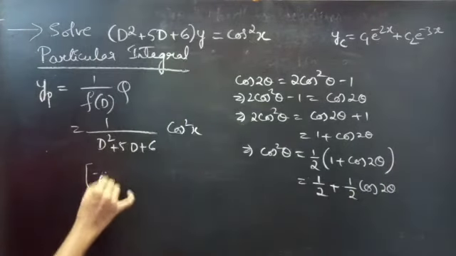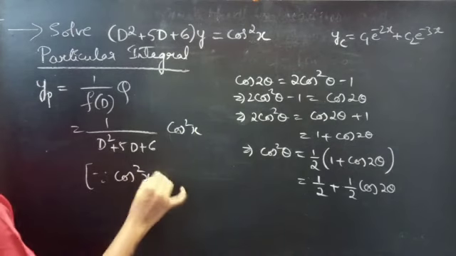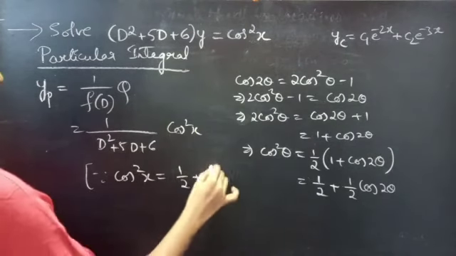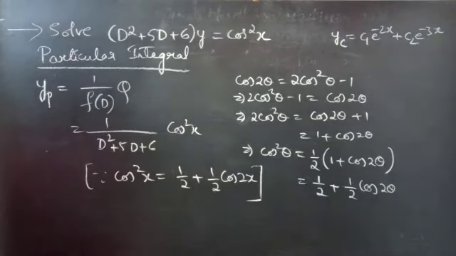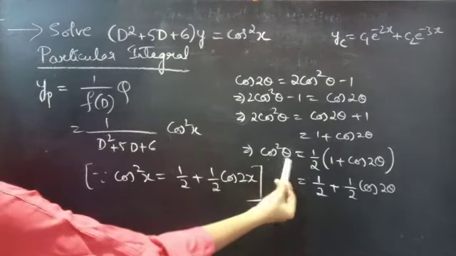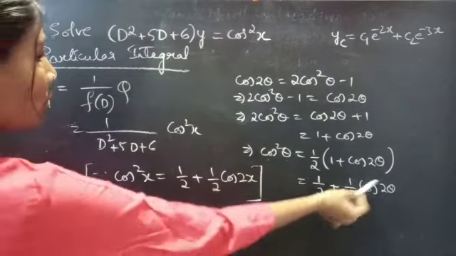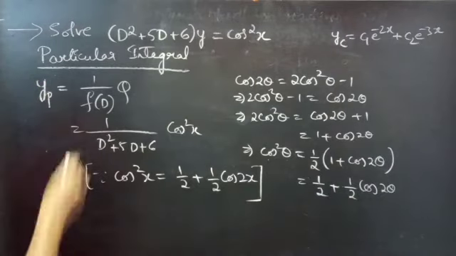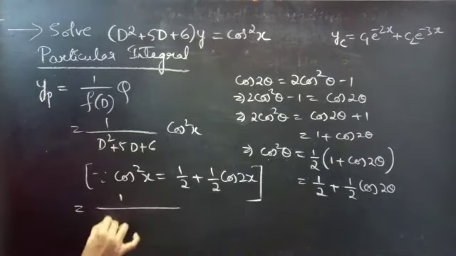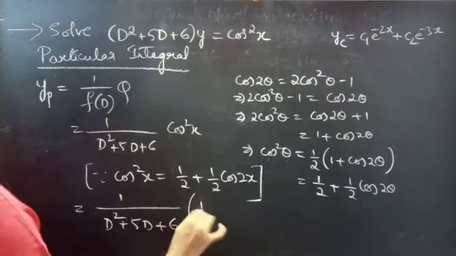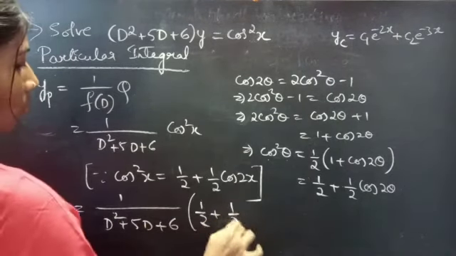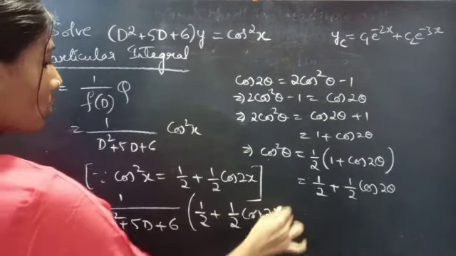Now, let's replace cos square x by 1 by 2 plus 1 by 2 into cos 2x, since cos square theta equals 1 by 2 plus 1 by 2 cos 2 theta, right? Now this becomes 1 by D square plus 5D plus 6 into 1 by 2 plus 1 by 2 into cos 2x.